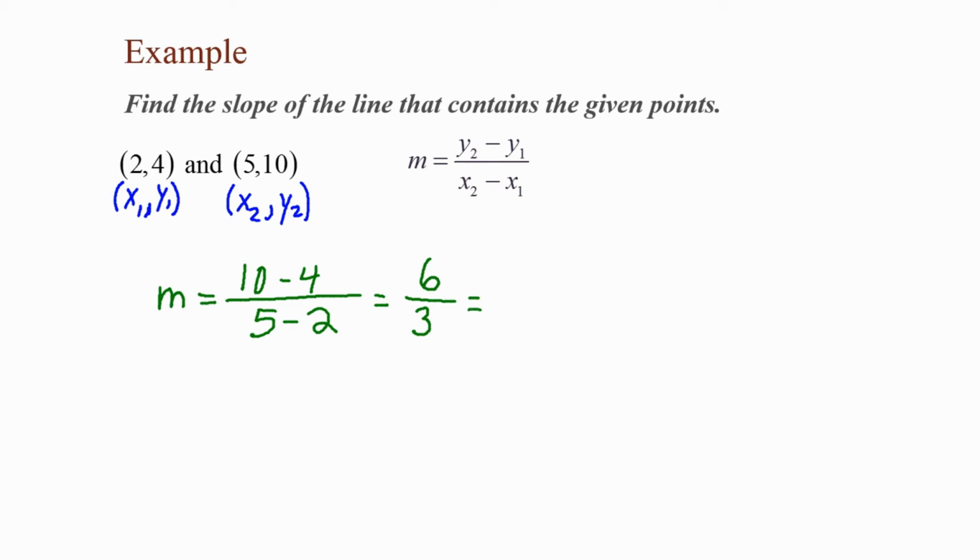When we reduce, 6 over 3 reduces to 2 over 1. Now we do like to have a proper improper fraction for our slope because it makes it easier to use the rise and the run to plot our points. But you can also write the slope as 2.